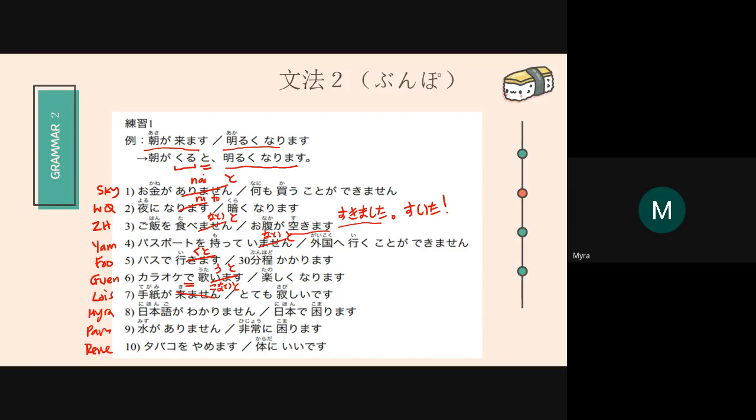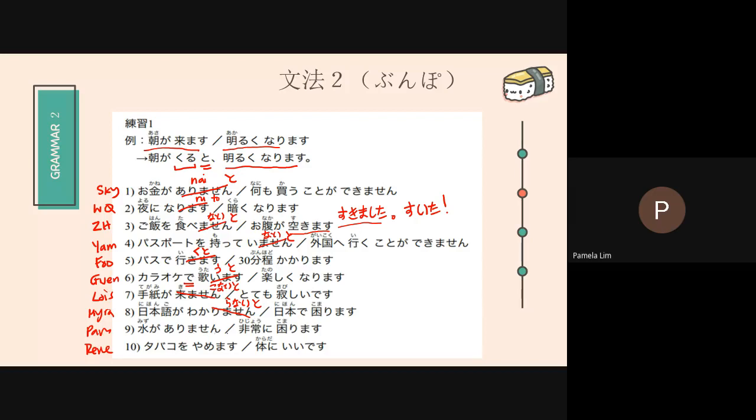Nihongo ga wakaranai. Nihon de komarimasu. Wakaranai to. Correct. So if you can't understand Japanese, then you have problems in Japan. You're right. Very good. Okay, wakaranai to. Nihon de komarimasu. You'll be troubled in Japan. You'll have problems in Japan. Very good.